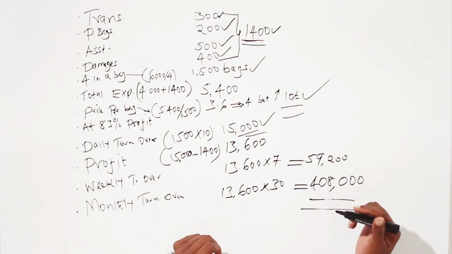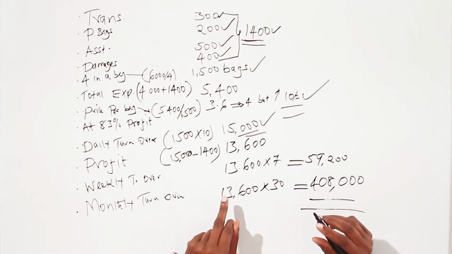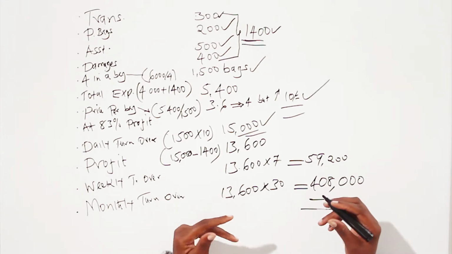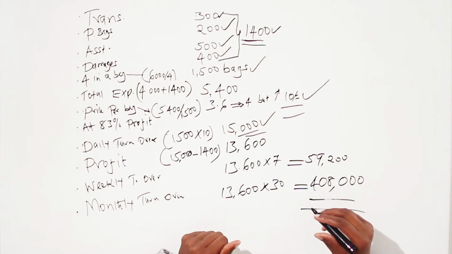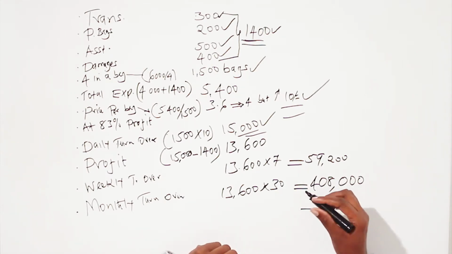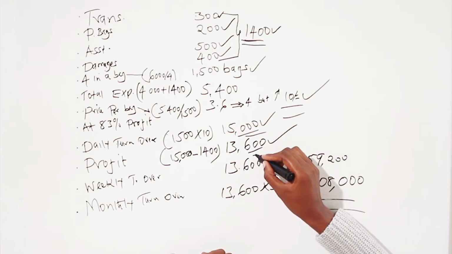Now, how can we determine the profit? For us to determine the profit for Mama Mboga, we are going to subtract 1,400, which were the expenses, from 15,000 shillings, which is the daily turnover, and this gives us 13,600 right here.